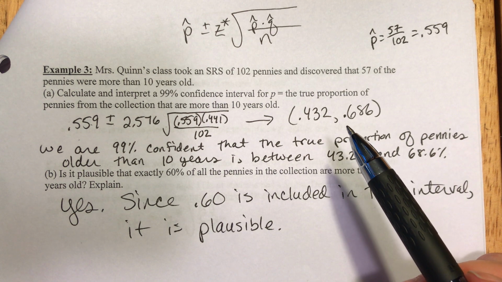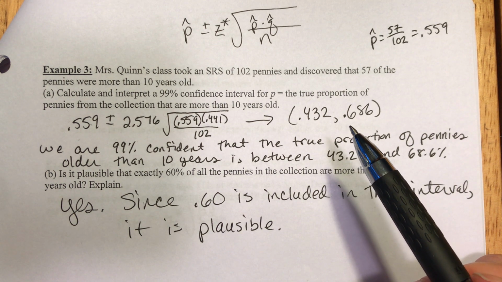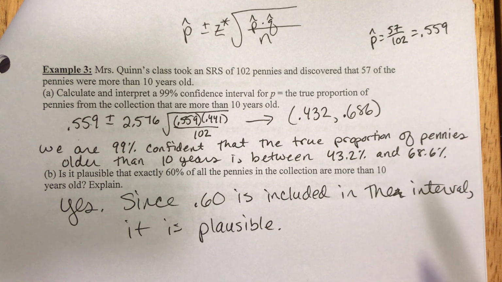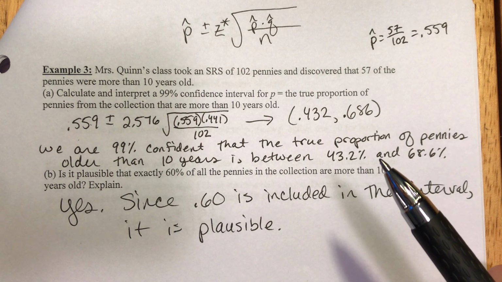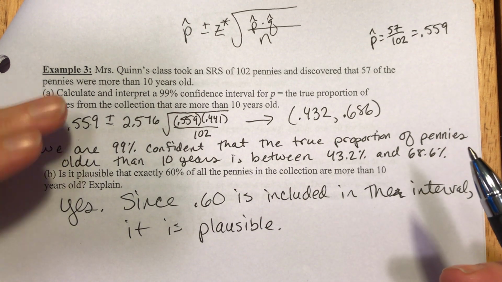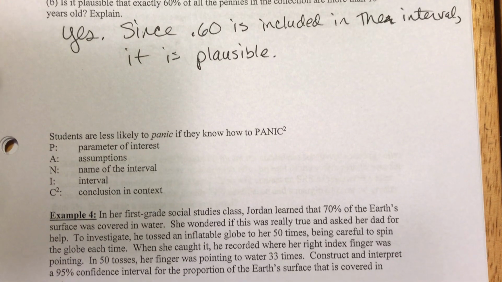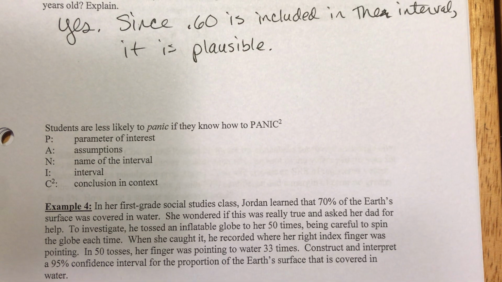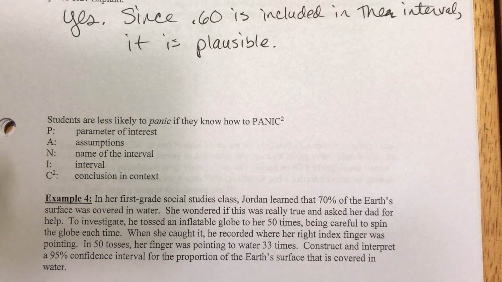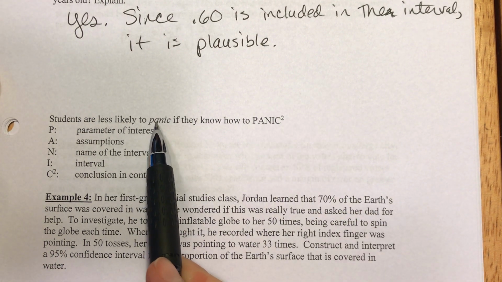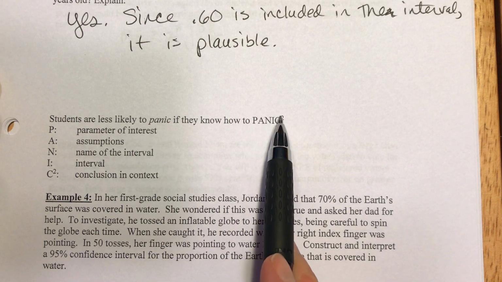Now, when you have to do a confidence interval problem, you need to do all of these pieces together. You have to identify your conditions. You need to state what you're looking for, check your conditions, do the work, and then interpret your problem. There are two big acronyms that we use a lot this year. For confidence intervals, we're always going to use PANIC squared. And you're less likely to panic about the math if you know how to PANIC squared for statistics.